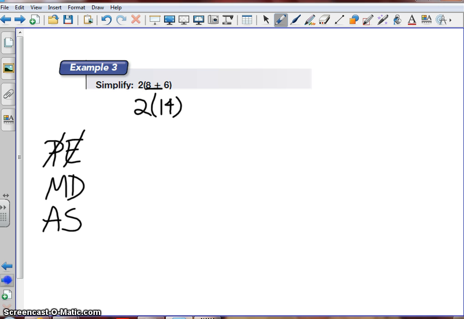There are no exponents. When the parentheses are right next to another number, we notice that it is a multiplication problem. So we do the multiplication part next. 14 times 2 is 28. This is the completed problem.